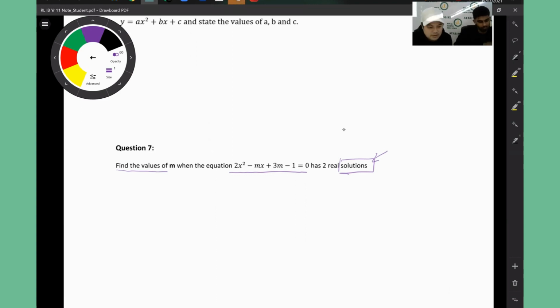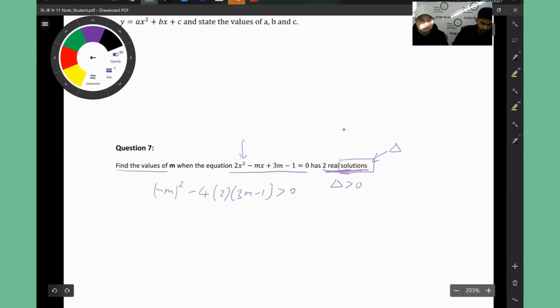But for these questions, because this is a parabola, can you see? It is a parabolic solution, which means discriminant. Agree? Yeah. Two real solutions means the discriminant is bigger than 0. Good. Makes sense. So which means discriminant, b squared minus 4ac, is bigger than 0. Okay.